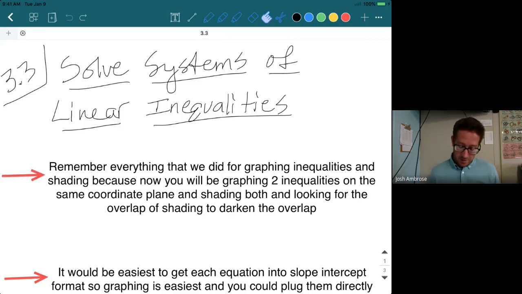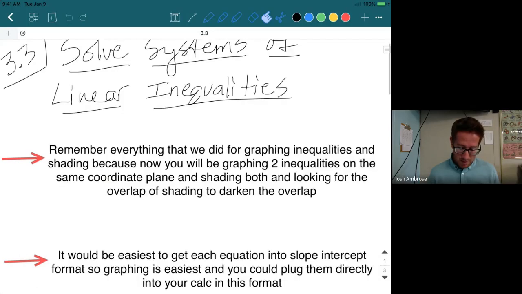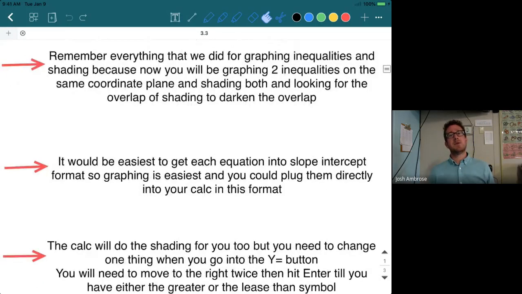Okay, so first thing is remember everything that we've already done with graphing inequalities. You've got to remember shading because you're going to have multiple inequalities. I know it says graphing 2 inequalities on the same coordinate plane. You may have 3, you may even have 4, like I said. So don't forget when you're graphing inequalities, for starters, always change the inequality so that it is y and then everything else. So it's basically the slope-intercept format. And then if you take out that equal sign, you're just going to substitute in an inequality. That's what the book's going to give you.